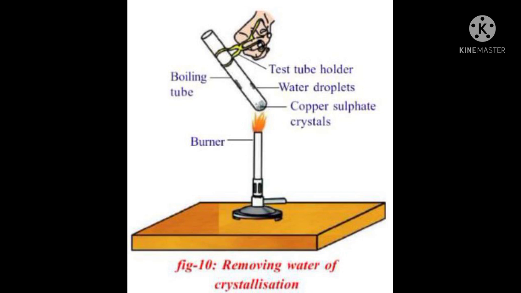Take a few crystals of copper sulfate in a dry test tube and heat the test tube with the help of a burner. After that, we observe water droplets on the walls of the test tube and the salt becomes white in color. Then we add 2 to 3 drops of water on the sample of copper sulfate. We observe the blue color of copper sulfate crystals is restored.